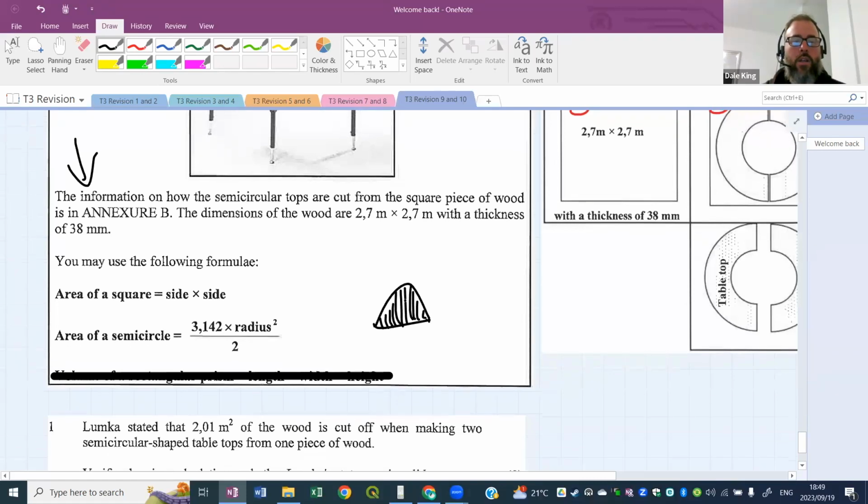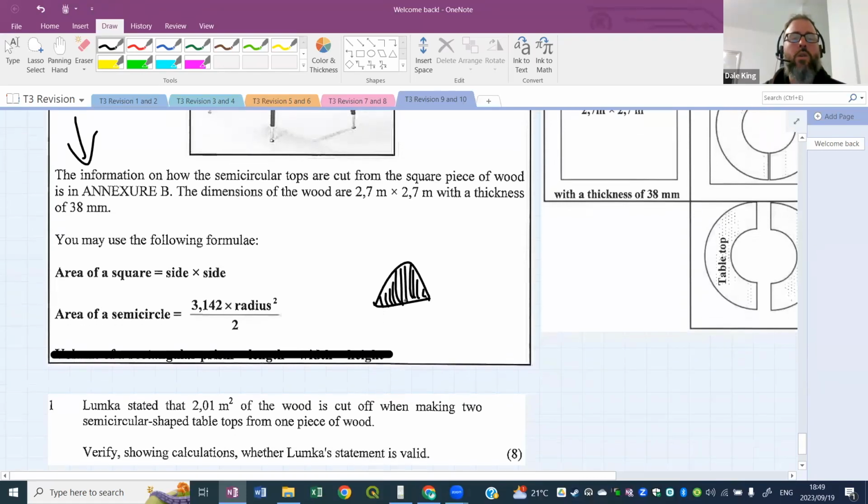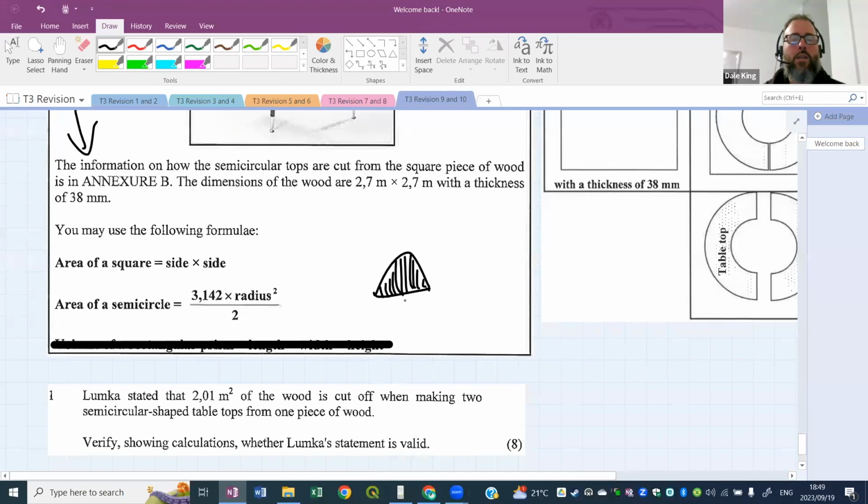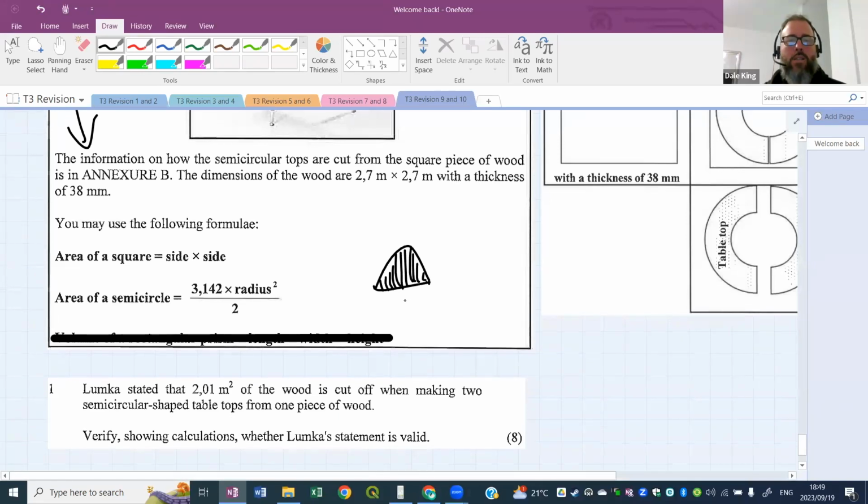Here's the question. Lumka stated that 2,01 meters squared of the wood is cut off when making 2 semicircular shaped tabletops from 1 piece of wood. Verify, showing calculations, whether the statement is valid. 8 marks. Let's read it again. He says that this amount of wood is cut off when making these shapes.